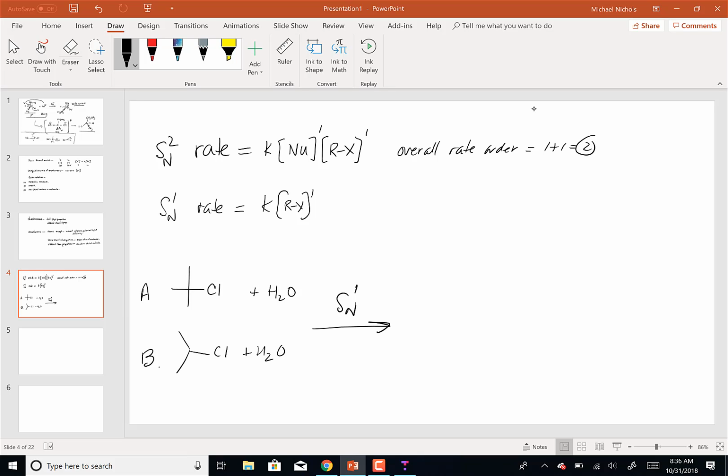Tertiary reacts faster. Why? Katie? Okay, it forms a more stable carbocation. How does that make the reaction go faster?